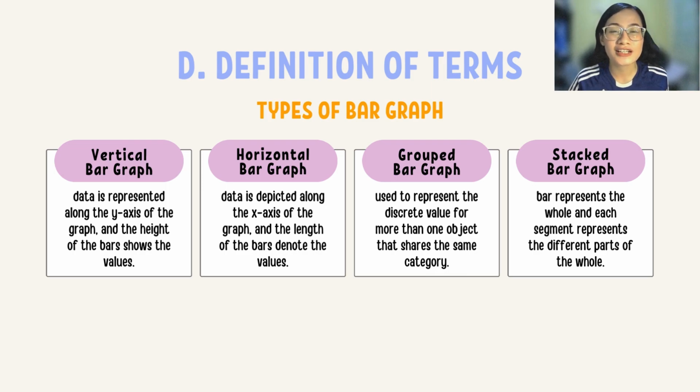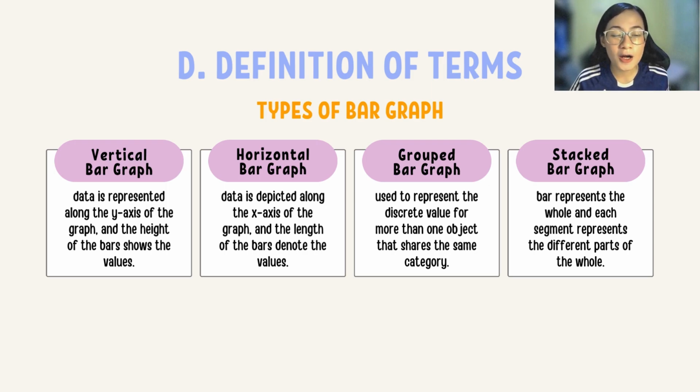It is also called a clustered bar graph. It is used to represent a discrete value for more than one object that shares the same category. A group bar graph is the type of bar graph in which different sets of data items are compared.